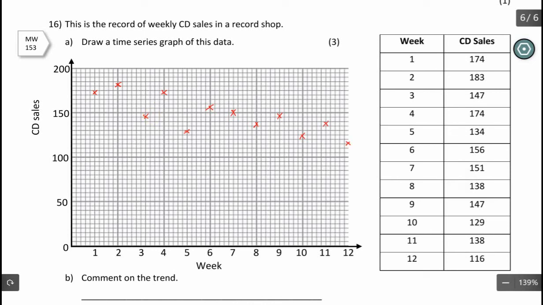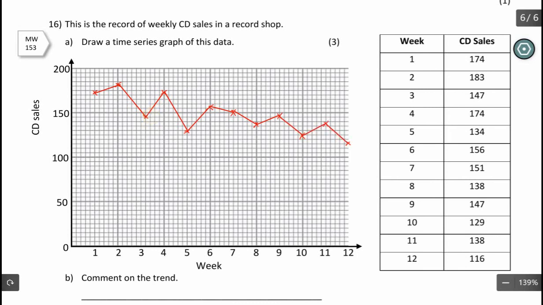Okay, and what you should do with a time series graph is just link it dot to dot basically with a ruler. It shows the ups and downs of the data. You've probably seen a time series graph if you've ever seen a graph of stocks and share prices, fuel prices, that sort of thing.